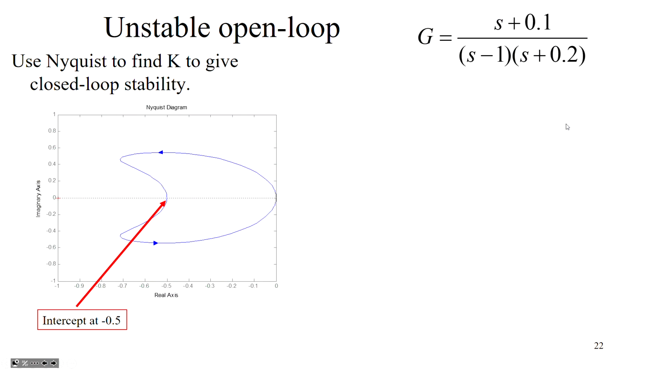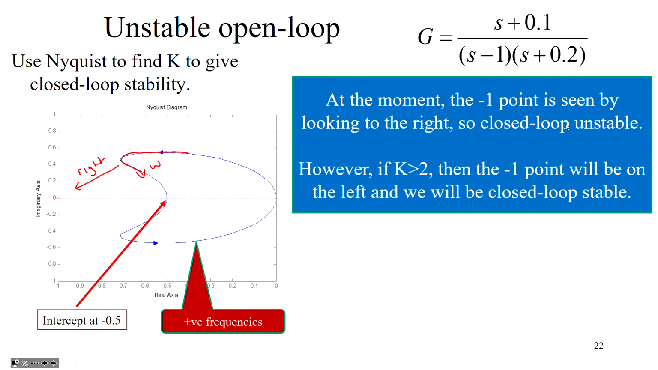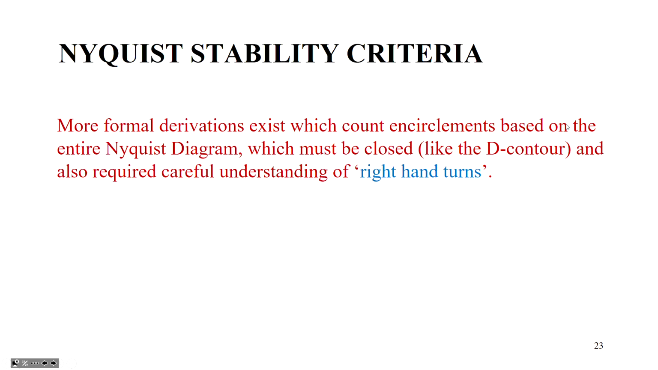Now here's a more challenging example. Here, again, if you look at the positive frequencies going around here, where is the -1 point? And you can see you've got to look to the right. So for this particular example, if you had k equals 1, then you're going to be closed loop unstable because you're looking to the right to find the -1 point. What happens if k is greater than 2? Now you can see I've got to look to the left to see the -1 point, and I'm going to end up closed loop stable.